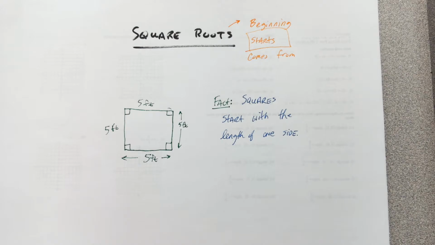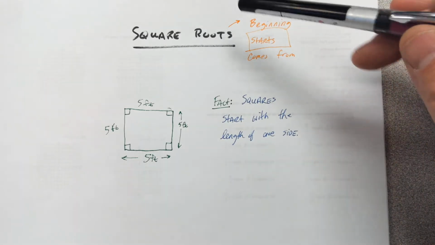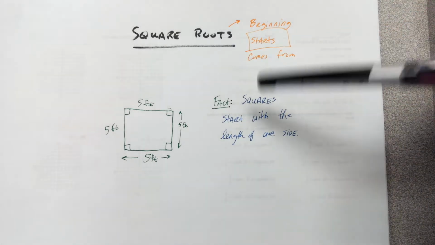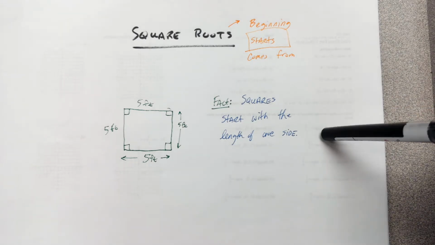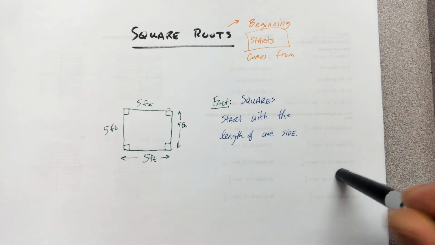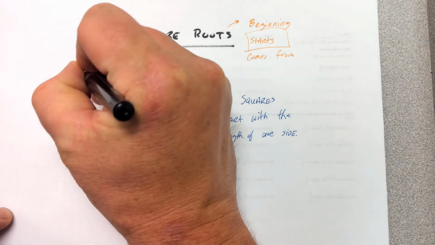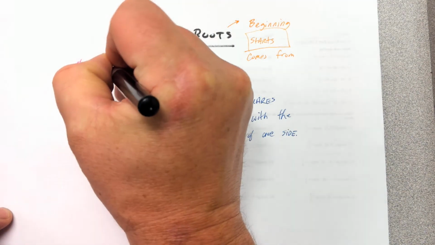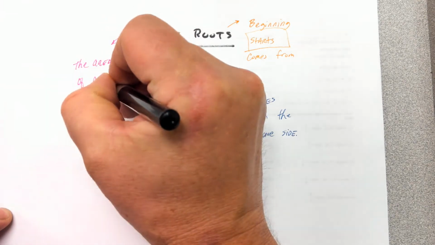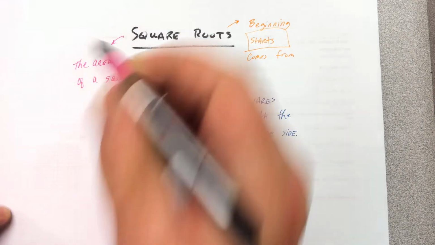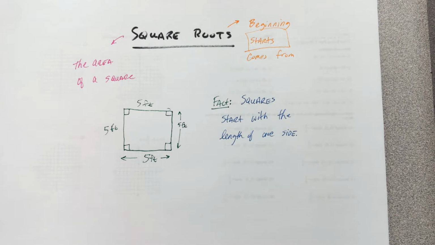So, all right, here's what we got. A square root is talking about where a square starts, and squares start with the side. Now, when we're talking about a square, what we're really talking about is the area of a square. They're going to give you a number that's going to be the area of a square.